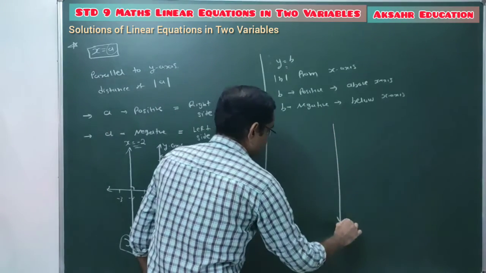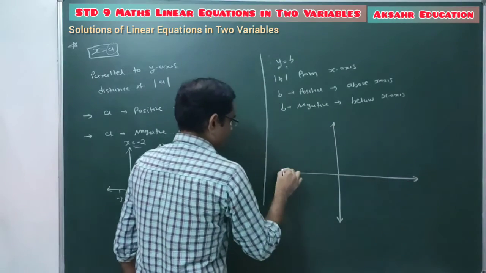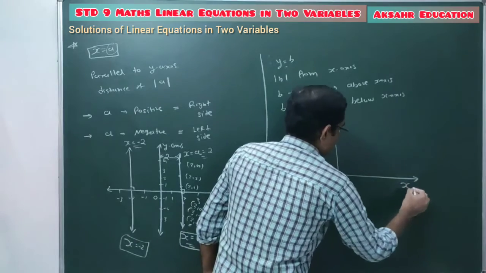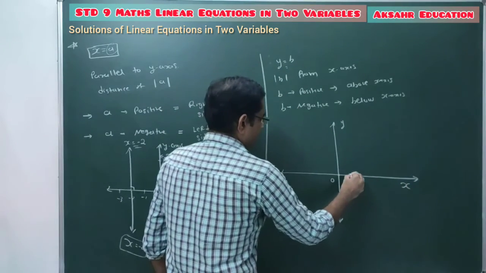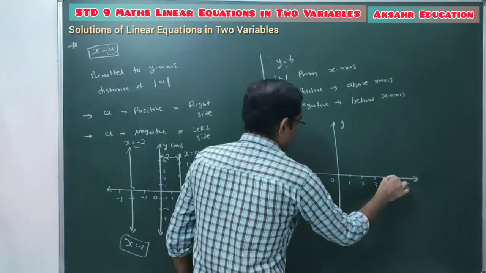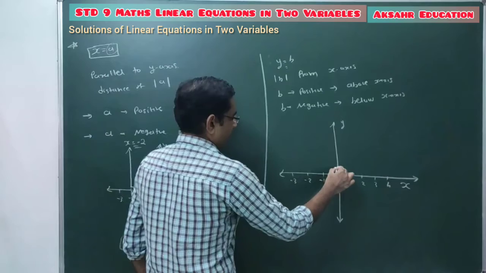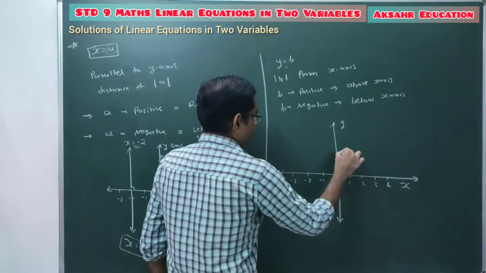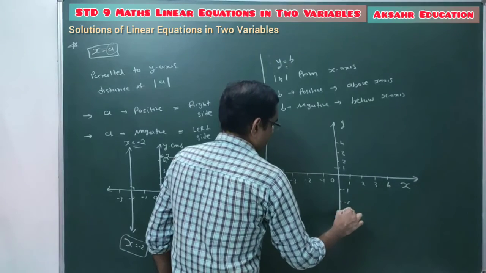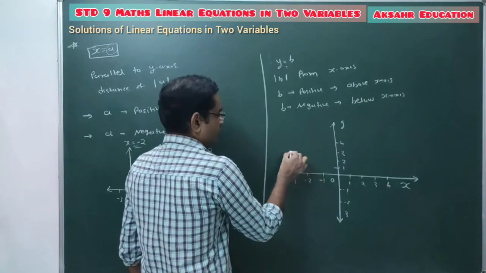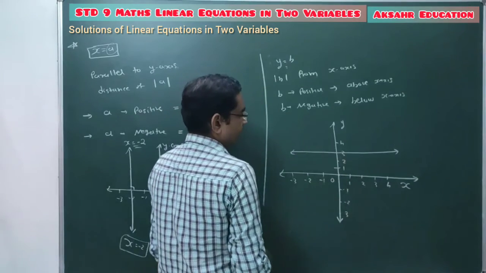Consider one graph. Suppose this is our x axis and this is our y axis. So different points are there: 0, 1, 2, 3, 4, -1, -2, -3. This is 1, 2, 3, 4, -1, -2, -3. So draw one line which is parallel to x axis at the distance of 3 units.